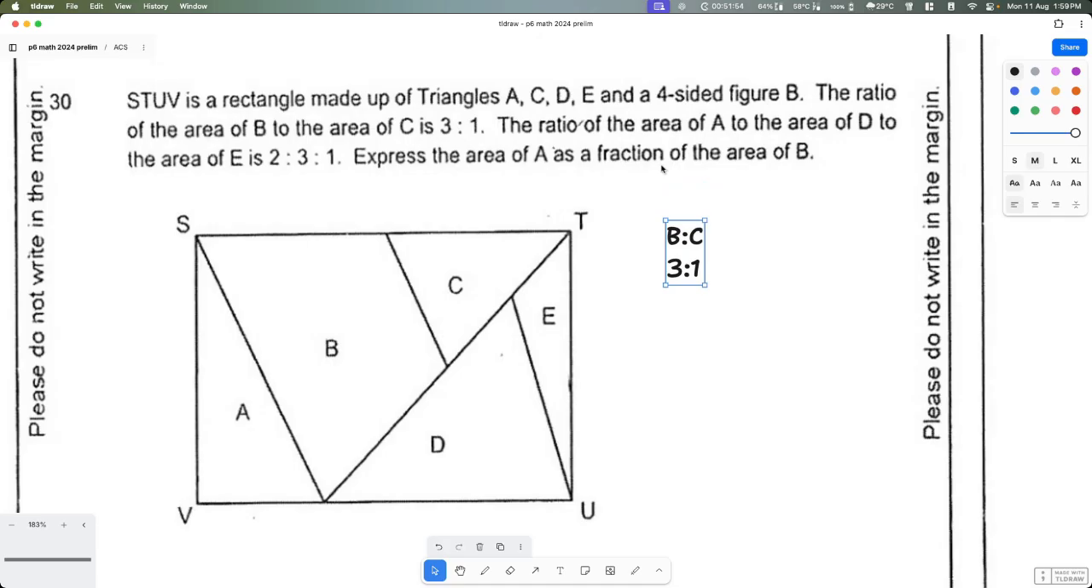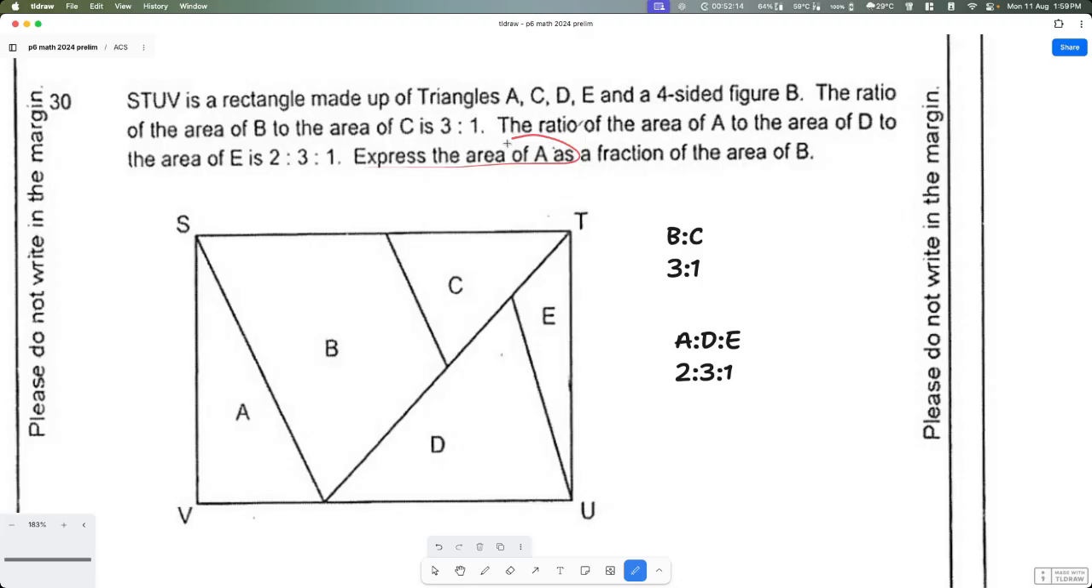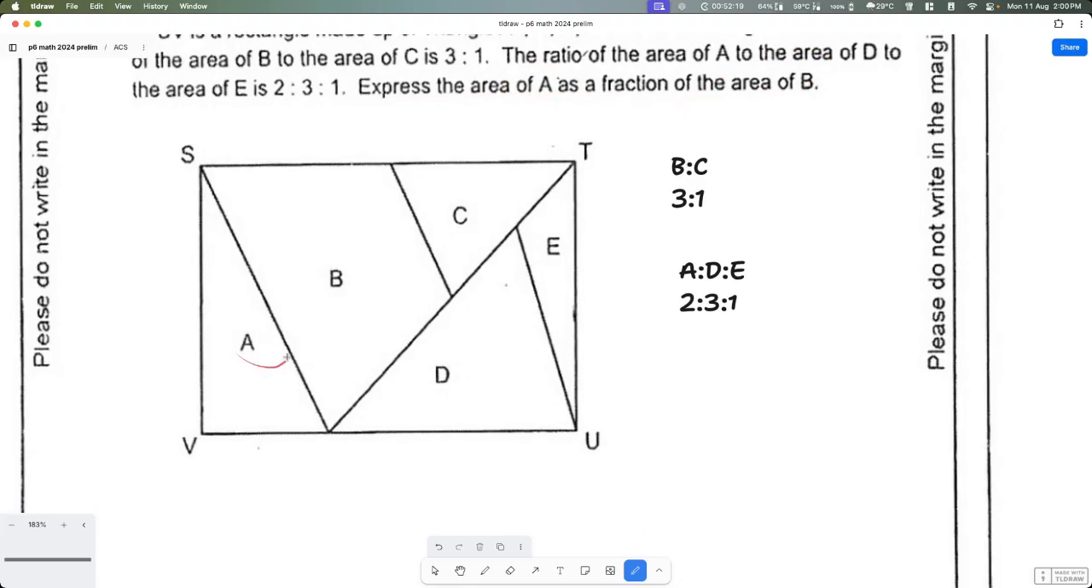The ratio of the area A to the area D to the area E is 2 is to 3 is to 1. Okay, so I'm going to write down again. A to D to E is equal to 2 is to 3 is to 1. So in this case, express the area of A as a fraction of area B. So we want to get the answer A over B. This is what we're looking for.